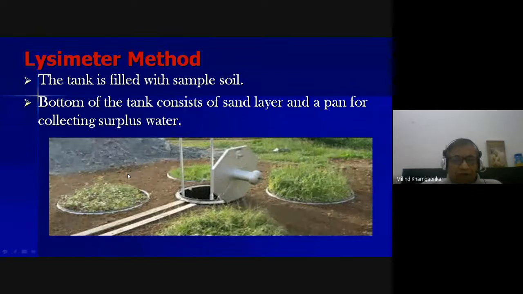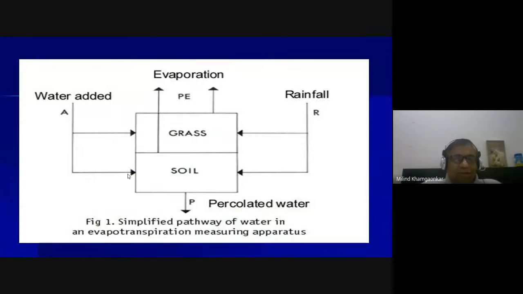The name is quite interesting. So in this way again a schematic diagram is shown. Lysimeter in which grass is planted, soil is there at the bottom, percolation from one side, water is added, measured quantity, rainfall may be there, addition of water, some water is lost through evaporation, some water is lost through transpiration.